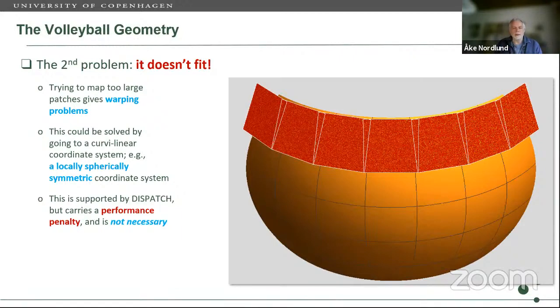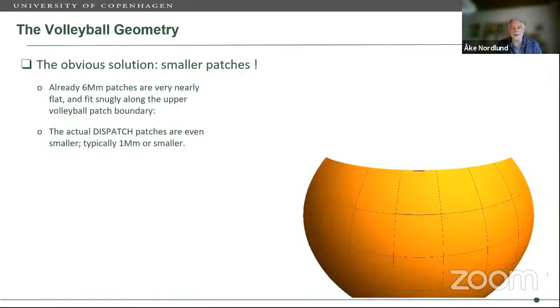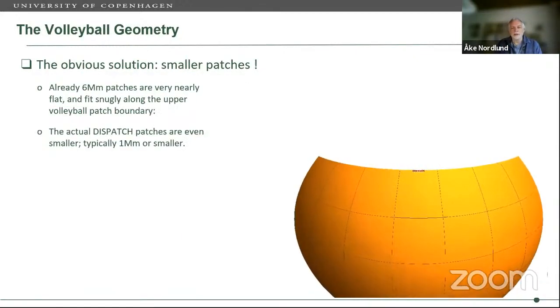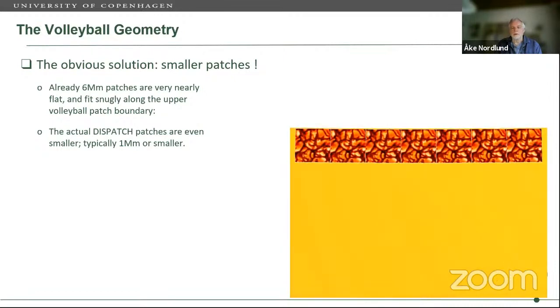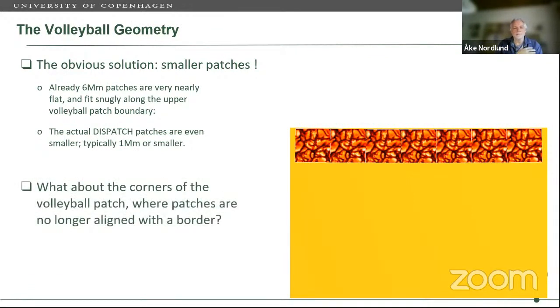Now, let's look at the performance penalty. And here's a number of patches next to each other. You can see their size would be roughly the ones that we started out using for granulation, so about a few megameters on the side. That would be suitable, actually. And one could always then use AMR, Adaptive Mesh Refinement, to zoom into smaller scales.